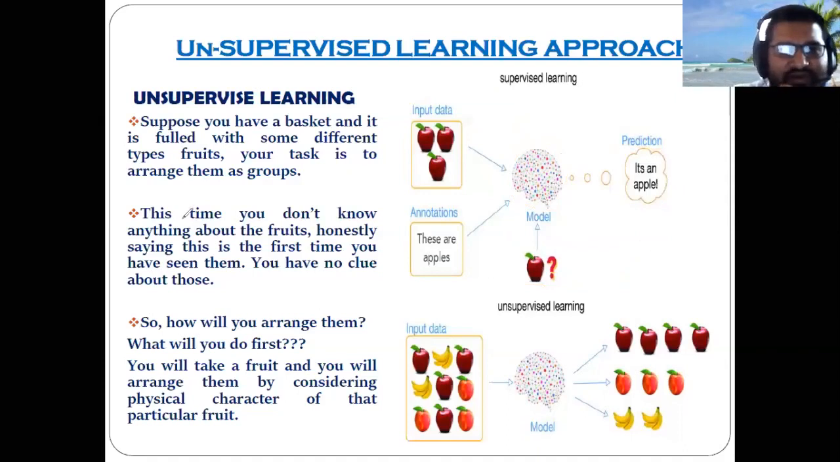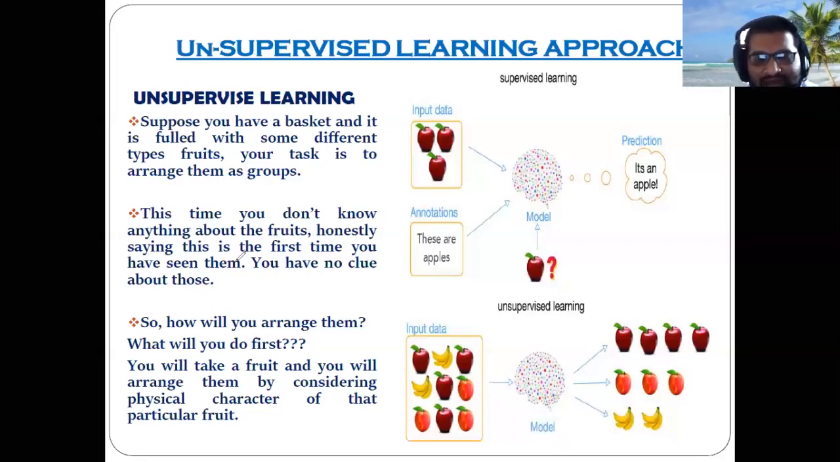Okay. Now come to the next point, that is the unsupervised learning. Suppose you have a basket and it is full of fruits. This time you have to imagine, okay guys, this is an important statement, you don't know anything about the fruits.